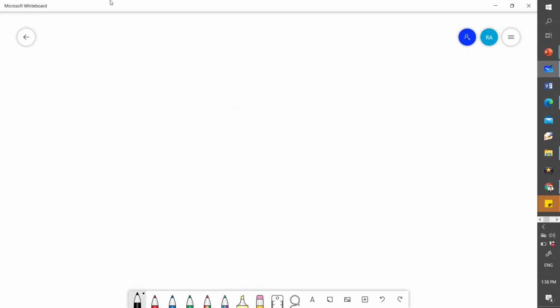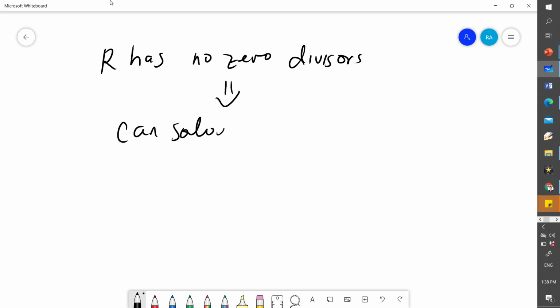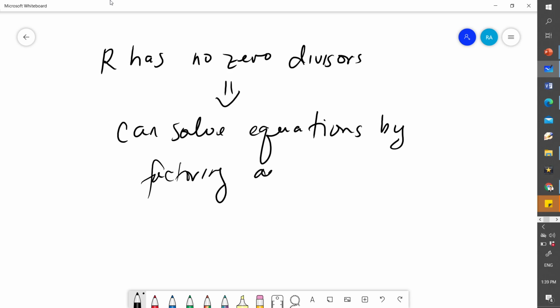So when a ring R doesn't have zero divisors, it can solve equations by factoring and setting terms to 0. So doing the technique, factoring and setting the terms to 0, does work.